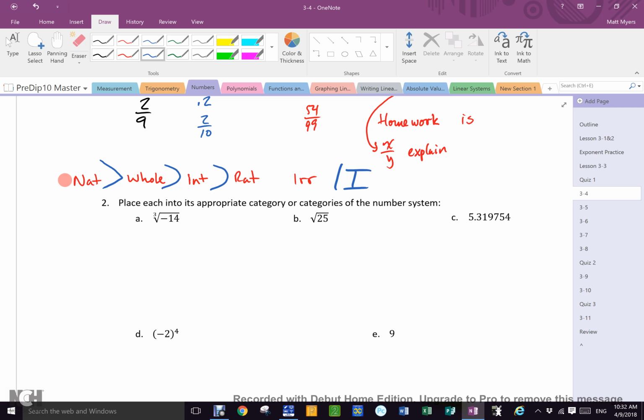Everybody cool? It's like those Russian nesting dolls. You know the things I mean? There's the big one. The big one would be rational numbers. Open it up. Oh, look, there's my integers. Open it up. Oh, look, there's my wholes. Open it up. Oh, look, there's my naturals.